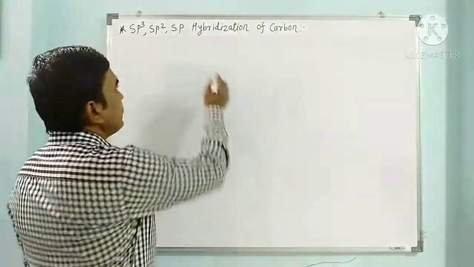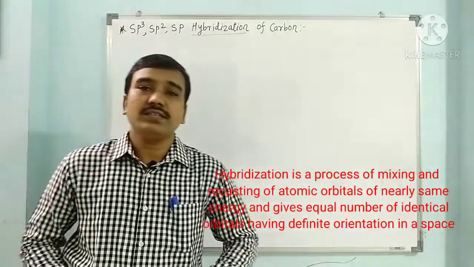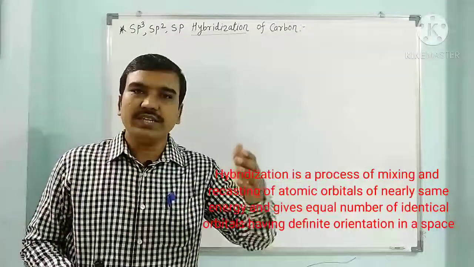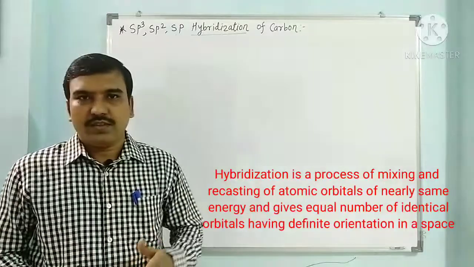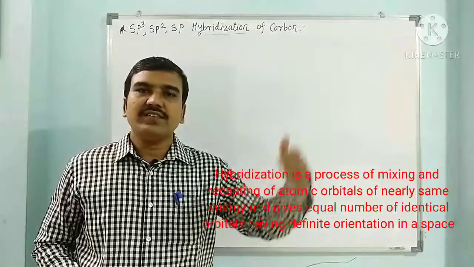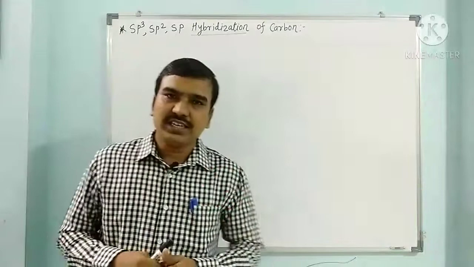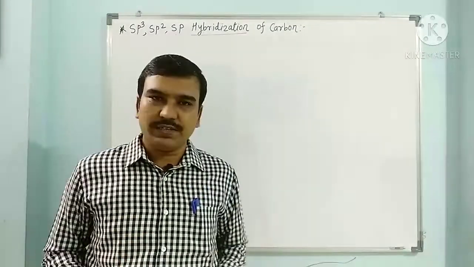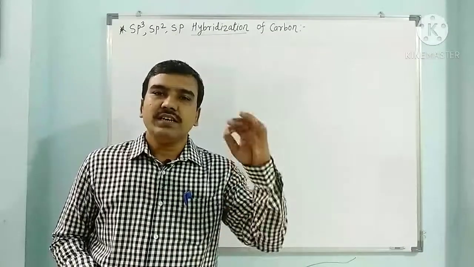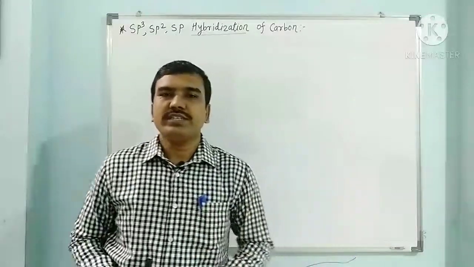So what is hybridization? Hybridization is nothing but mixing and recasting of different atomic orbitals of nearly the same energy to form new orbitals of identical energy, having definite orientation in space. Before the mixing and recasting, the shapes of the various orbitals are different, but after mixing and recasting it generates a new set of orbitals having identical energy and similar, definite shape or orientation in space.